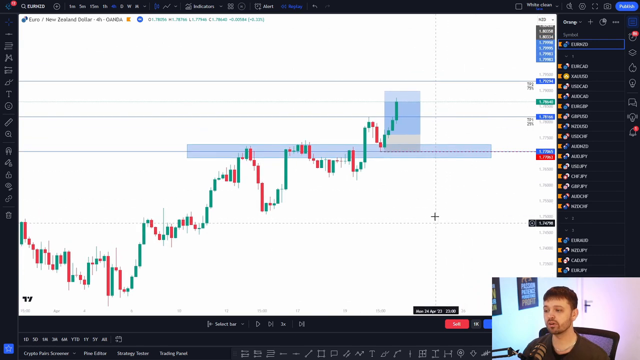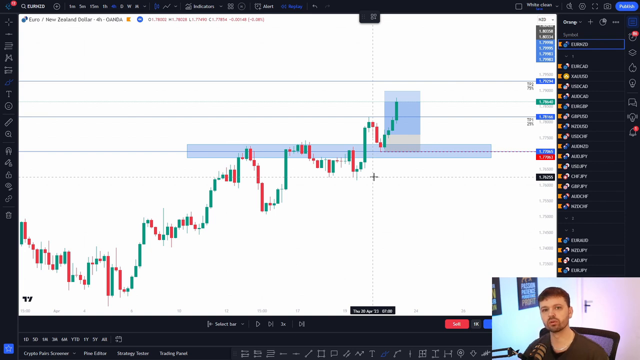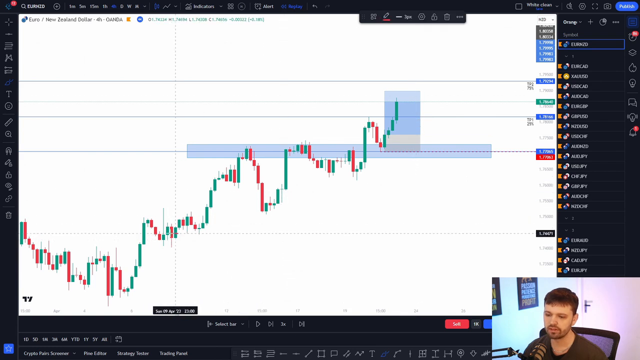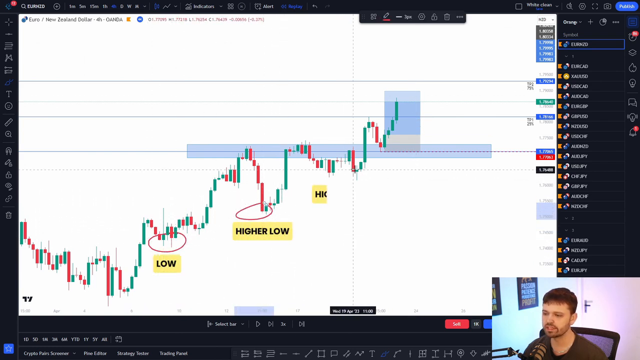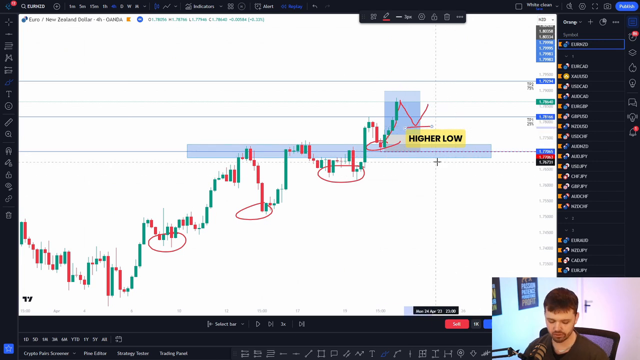Another way of trading this system is by simply moving your stops up only if there is a higher low in the trend. When going long, you look for higher lows. When going short, obviously you look for lower highs. But in this case, we're going long, so we're going to be looking for higher lows. This is a low, this is a higher low, this is a higher low area, this is a higher low. What if price does this? TP1 hit, goes down, and then back up. This is now a higher low, and that's where you move stop loss to.